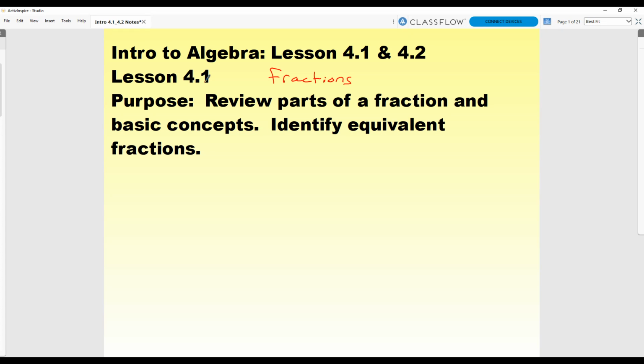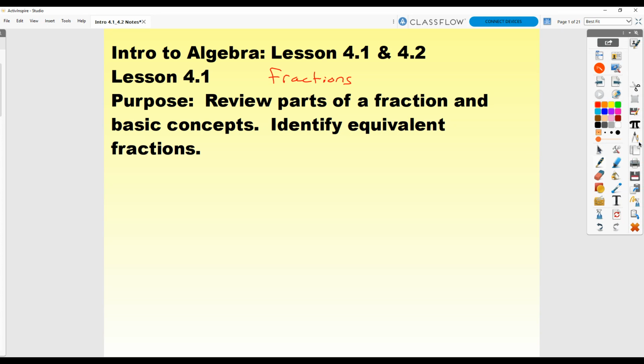Just like all of our Apex lessons in the units we've done so far, it starts off pretty slow and basic. It's going to give us a really nice, easy introduction to fractions, a nice review. So with that, let's go ahead and get started.